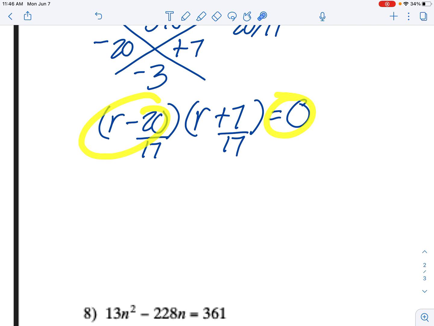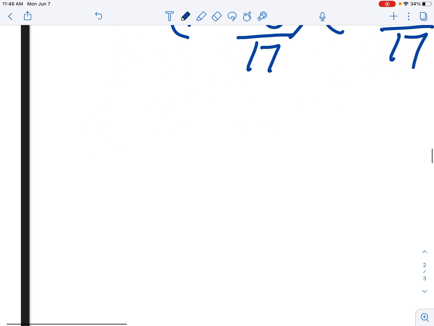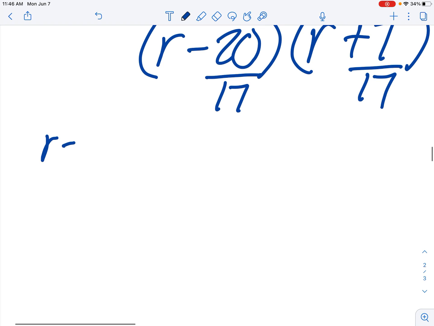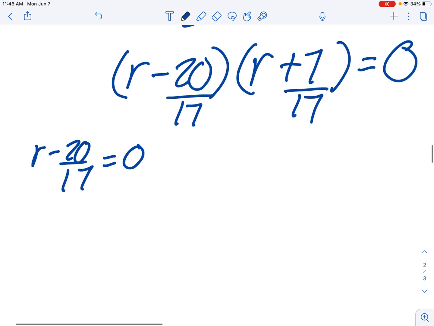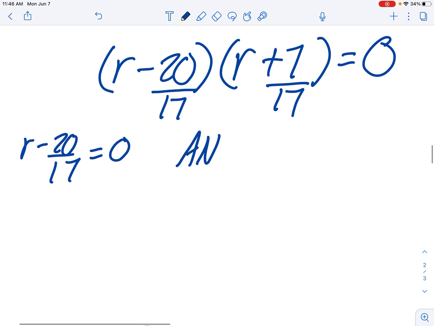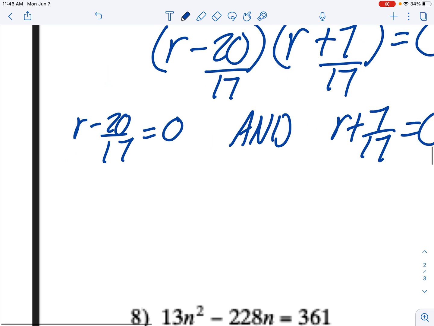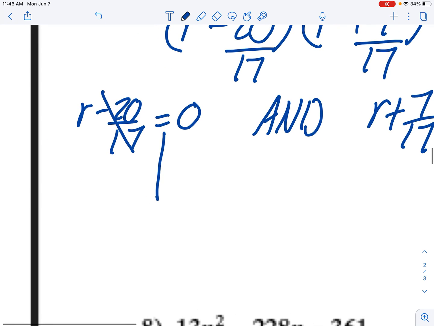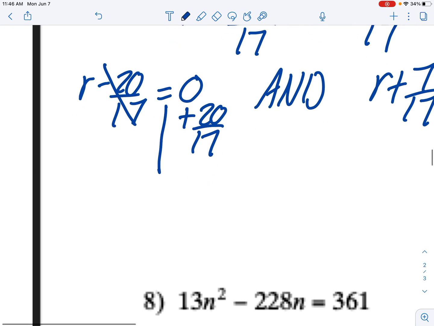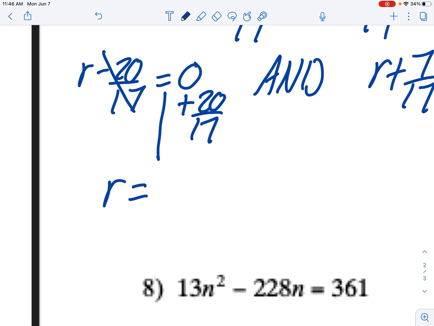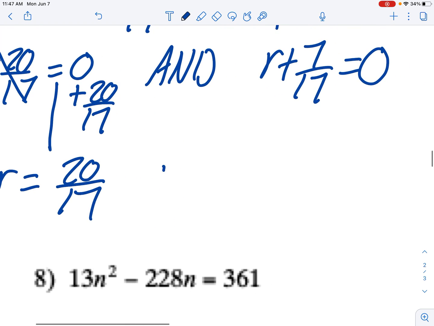Now, I'm going to set each parentheses equal to 0. So I'm going to say R minus 20 over 17 is equal to 0, and R plus 7 over 17 is equal to 0. Well, I draw my line of separation. I'm going to bring this minus 20 over 17 over as plus 20 over 17. So I get R is equal to 20 over 17.